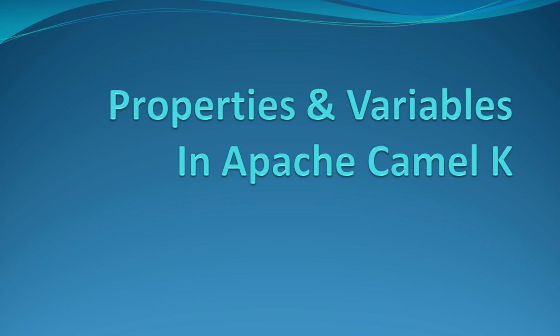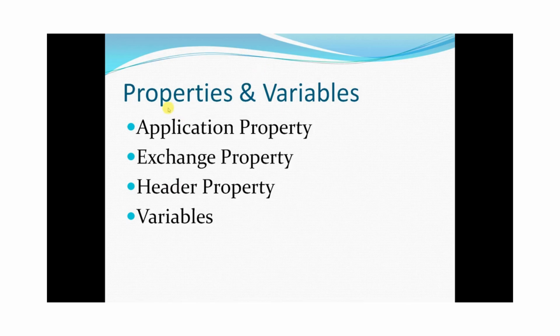Hello, iPaaS developers. In this video, we are going to see about the properties and variables in Apache Camel. What is properties? In each application, we maintain a property file or configuration file. We will see how we configure those property key-value pairs in the property file and how to access them inside our Camel route. That is called application property.